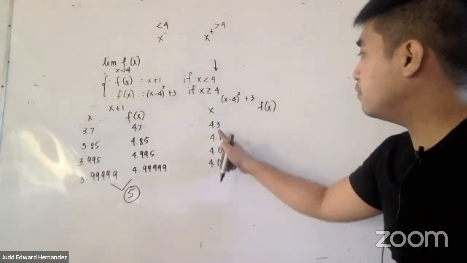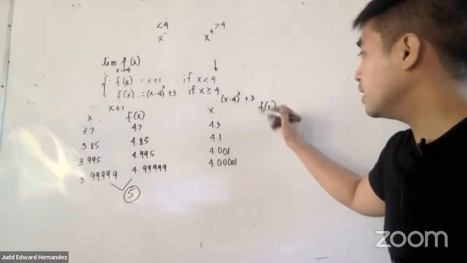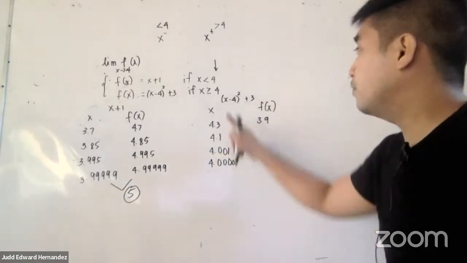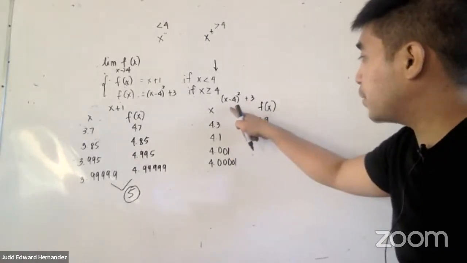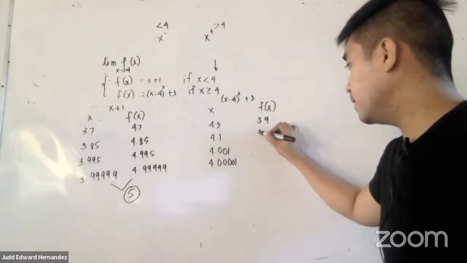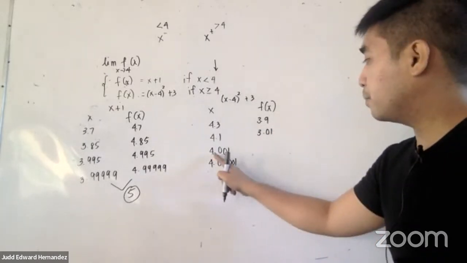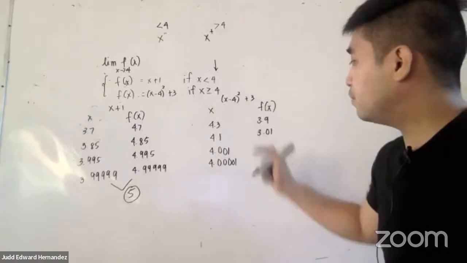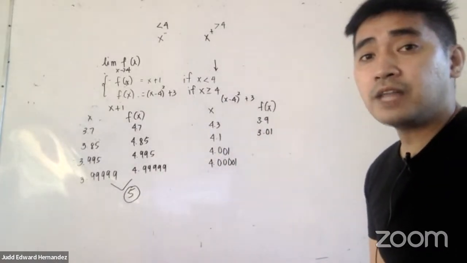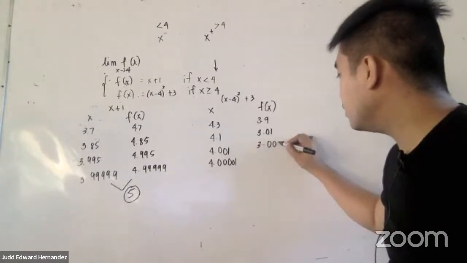Okay, so we are given 4.3. 4.3 minus 4 is 0.3, squared plus 3, that is 3.09. Tama po ba? 4.1 minus 4, therefore that is 0.1. 0.1 squared, that is 0.01. Therefore, this becomes 3.01. We are given 4.001 minus 4, that is 0.001, squared, that is 3.000001.